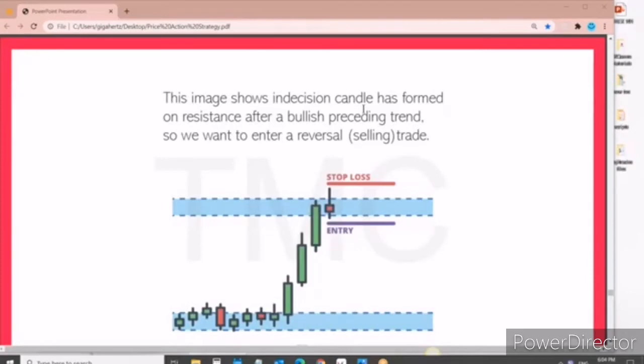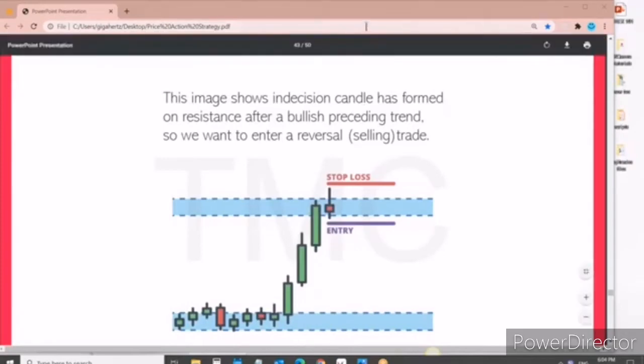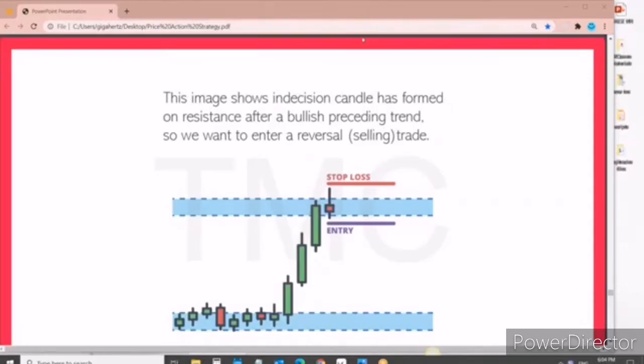Ayan, so image shows indecision candle has formed on resistance after bullish preceding trend. So we want to enter a reversal selling trade. Okay. Alam niyo naman guys kung magbabay kayo or sell, di ba? Syempre kapag malapit sa resistance, magsisell tayo. Ang tanong, saan tayo magsisell? Doon tayo magsisell sa few pips away from the low of the current candle.